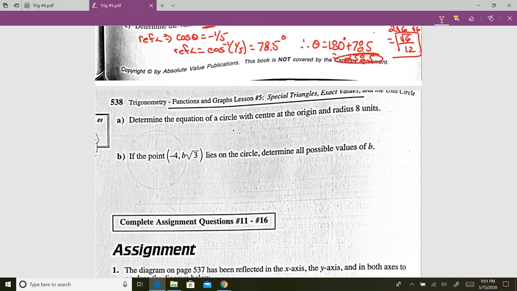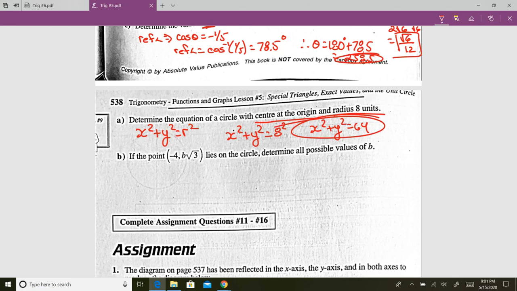All right, last two questions, people. Determine the equation of a circle with center at the origin and radius of 8 units. Okay, center at the origin, we haven't looked at moving circles. So remember, every circle is x squared plus y squared is equal to r squared. Just in the unit circle, r is 1, so it would be equal to 1. But this one is not. They tell us it has a radius of 8. So it's just going to be x squared plus y squared equals 8 squared, which is really just x squared plus y squared is equal to 64. Whenever you see x squared plus y squared equals a number, that is the equation of a circle.